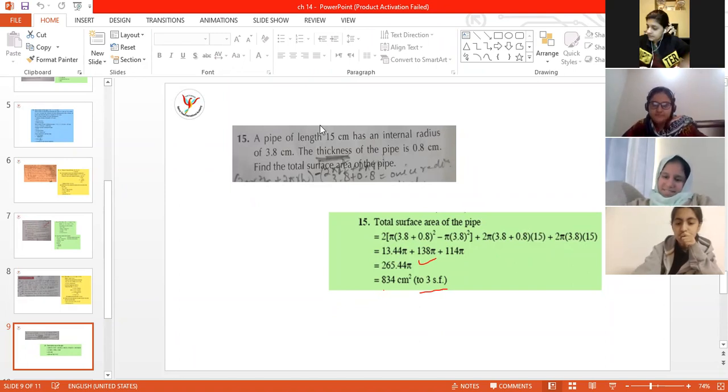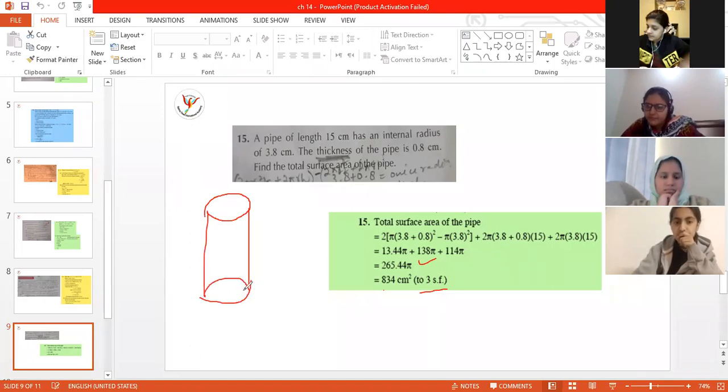See this. Now see it clearly. This is the hollow shape. You can see the inner shape because it is a hollow face. One thing clear, it is a hollow face. You can see the inner face. This base will be removed. This is the inner circle. Clear?